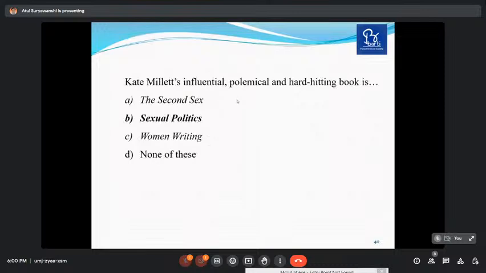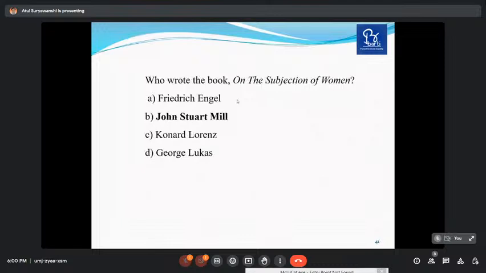Next question. Kate Millett's influential, polemical and hard-hitting book is Sexual Politics, which she published in 1970. This book deals with the politics done against the female class. Who wrote the book The Subjection of Women? The Subjection of Women is a book written by the famous scholar John Stuart Mill. J.S. Mill states that both sexes are important for the development of society. They should be treated equal.